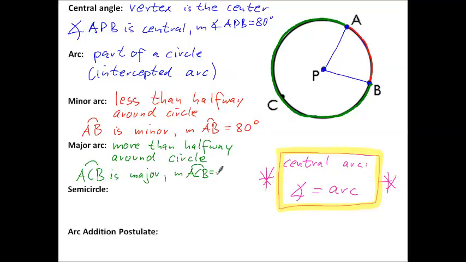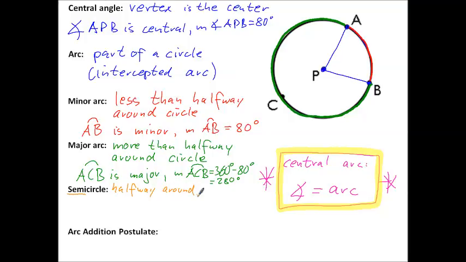That makes it clear that it's a major arc, and the measurement of this arc will be 360, because the whole circle is 360 degrees, minus the 80 that we already figured out for arc AB. So 360 degrees minus 80 degrees is 280 degrees. A semicircle, and you have seen and heard the word semi before, and that means half. So a semicircle is halfway around the circle.